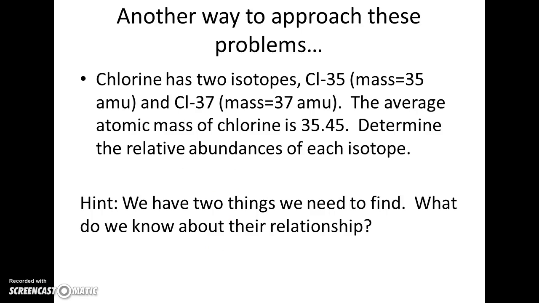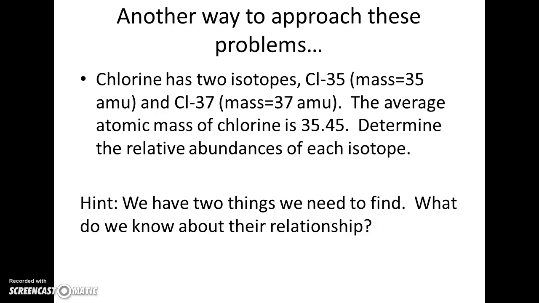So there's another way to approach these problems, and this is honestly what you're much more likely to be asked by IB. They wouldn't ask you to do the previous problem because you can just get the answer right off the periodic table. So here's an example of another kind of problem. Chlorine has 2 isotopes, chlorine 35 and 37, and the average is 35.45. So we'd want to determine the relative abundances of each isotope. So we have 2 things we need to find here. The abundance of chlorine 35 and the abundance of chlorine 37.